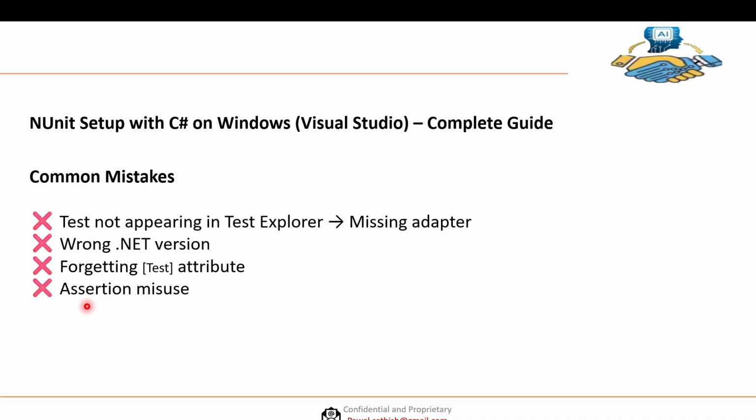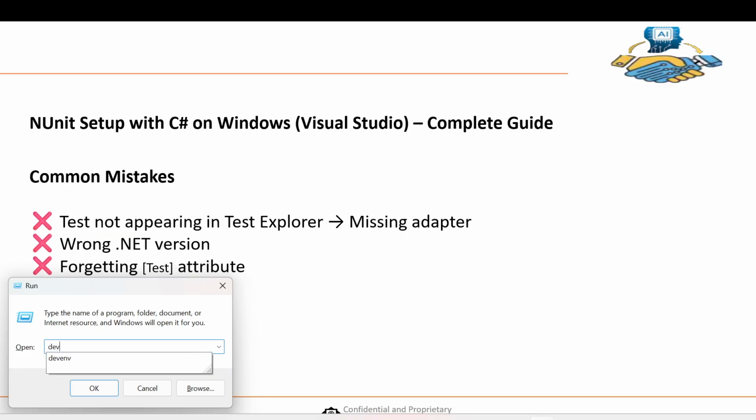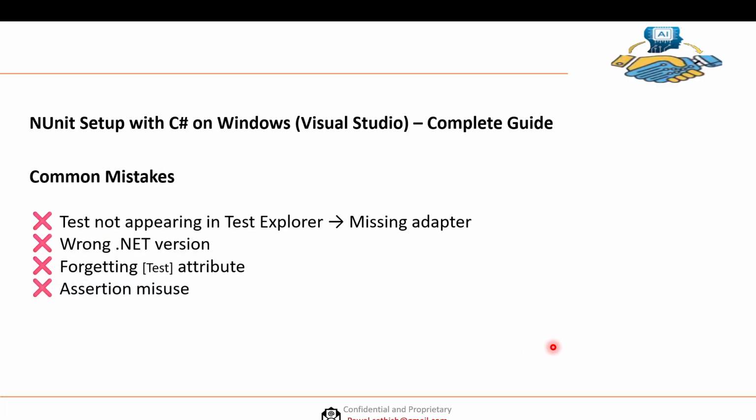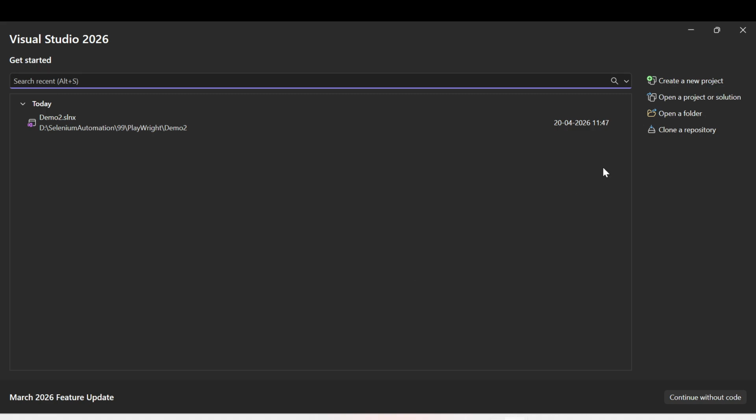Now we'll write our first program in Visual Studio using C Sharp. I'm going to open Visual Studio. You simply come here and we have a shortcut, dev environment. As you can see, Visual Studio 2026 is already installed, as I showed how to install it in the last demo.